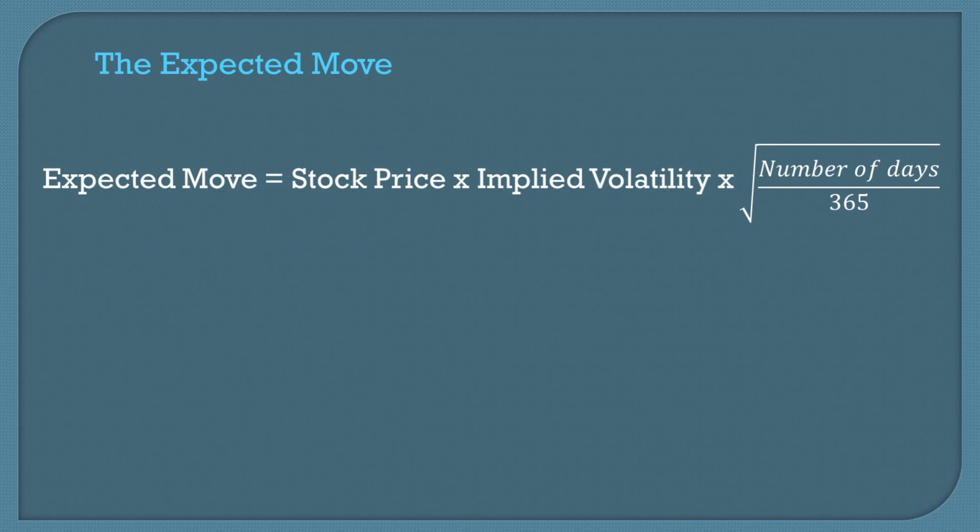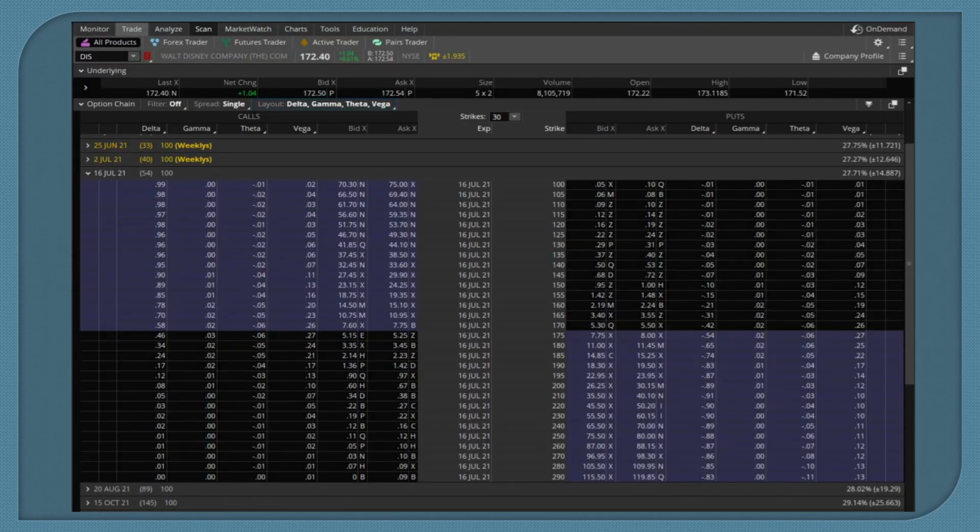Here is the formula to calculate the expected move for a stock. The current stock price multiplied by implied volatility, which is a percentage, multiplied by the square root of the number of days divided by 365. Let's go through an example on how you can calculate this.